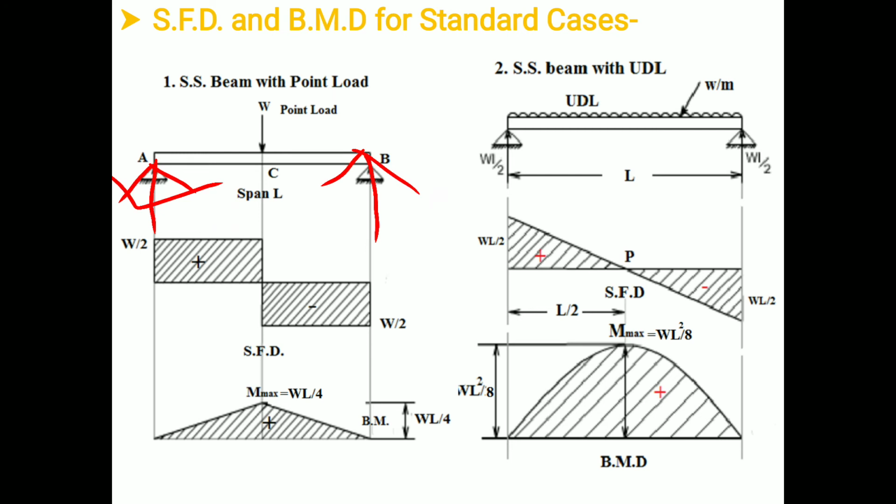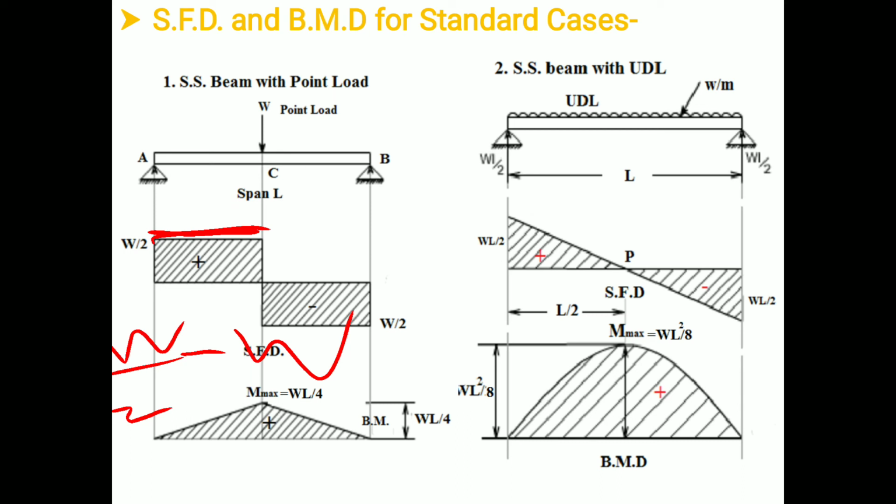As the reaction is W by 2, the force which is acting in upward direction is W by 2. As there is no load between A to C, you will observe a horizontal line between A to C. Next, this W by 2 minus W will give you the value of shear force at point C. Therefore we have the shear force diagram in this manner, and again at support B we have reaction W by 2. So you will observe a positive and negative sign in the shear force diagram.